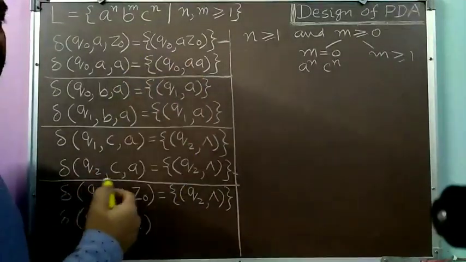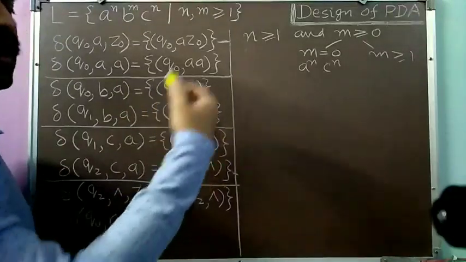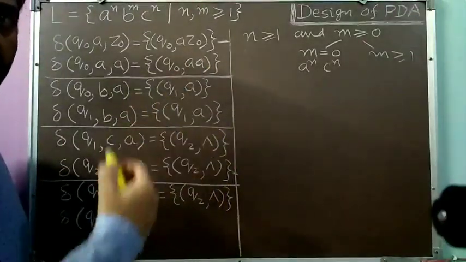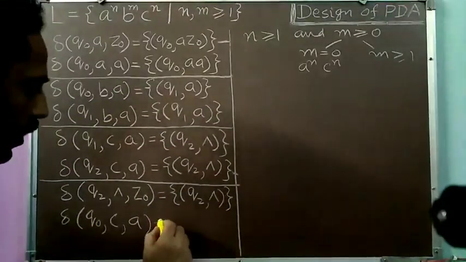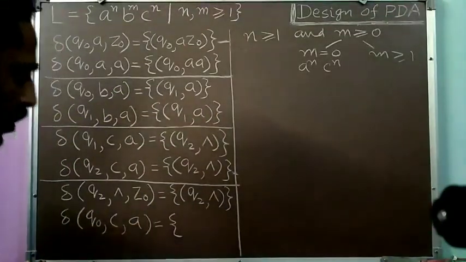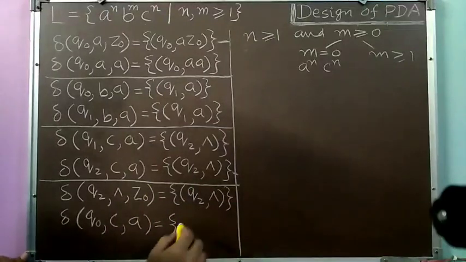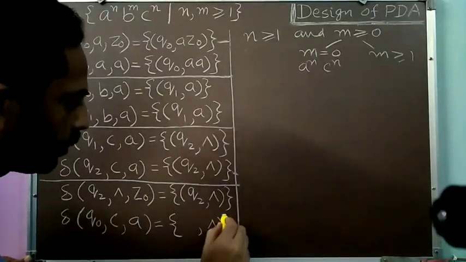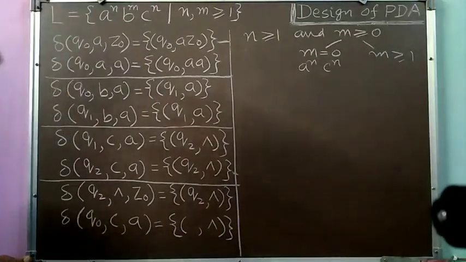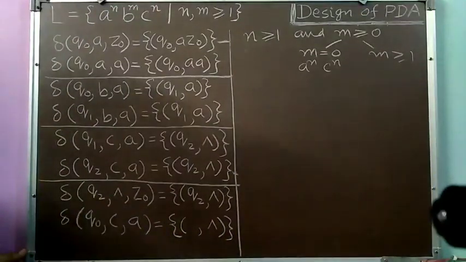Now what we have to do for these C's? Whenever C comes, we have to match C's corresponding to the A's, meaning corresponding to each C we have to pop one A. So we will pop. Certainly we have to change the state. We will discuss what state we will go to, but we will be writing null here because we have to pop this topmost symbol A. Now the question is where we should go.